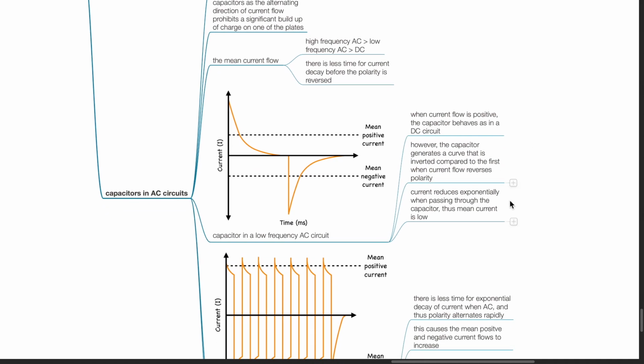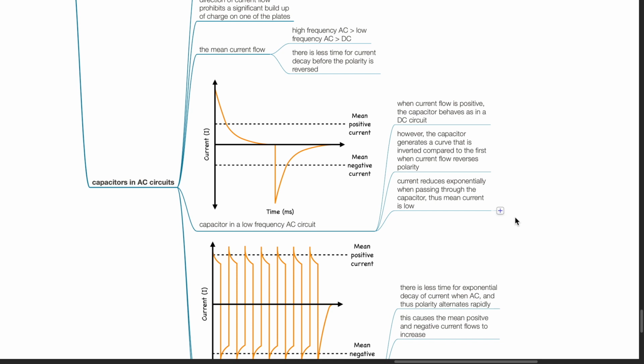This graph shows the current change in a low-frequency AC circuit when there is a capacitor. When the current flow is positive, the capacitor behaves as in a DC circuit. However, the capacitor generates a curve that is inverted compared to the first when current flow reverses polarity. Current reduces exponentially when passing through the capacitor, thus mean current is low.